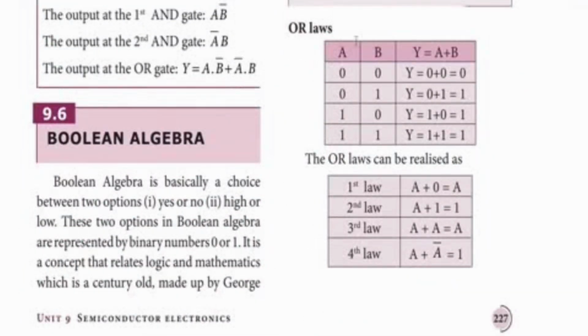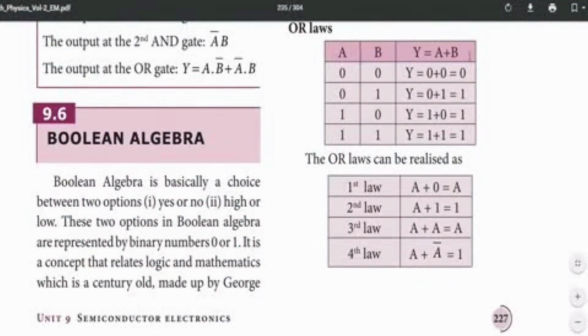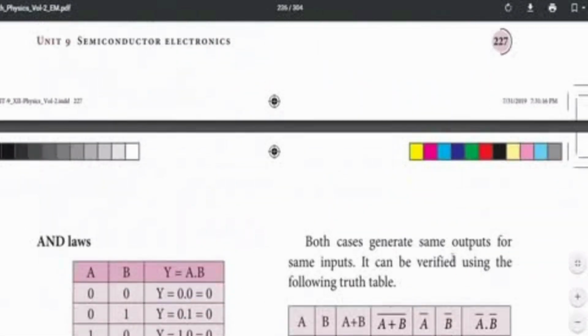Then the OR law means we have to add the two values, y equal to a plus b. For 1 plus 1, it is not 2, you again get 1. The OR laws can be realized as follows. First law, a plus 0 equal to a. Second law, a plus 1 equal to 1. Third law, a plus a equals a, not 2a. Fourth law, a plus a bar, where bar means the reciprocal of a. When you add a plus a bar, you get 1.